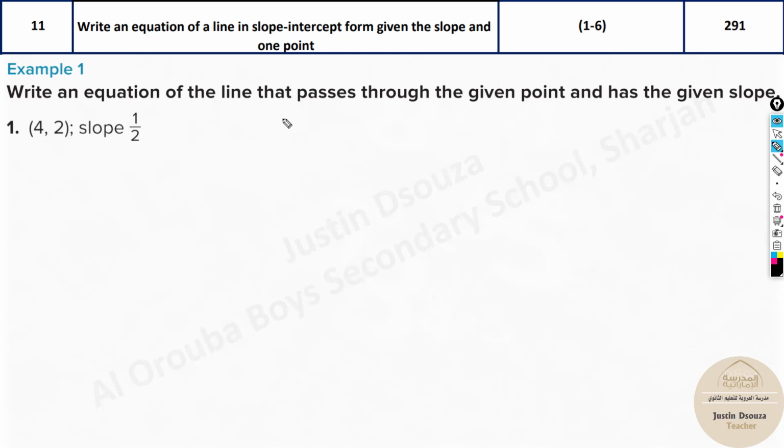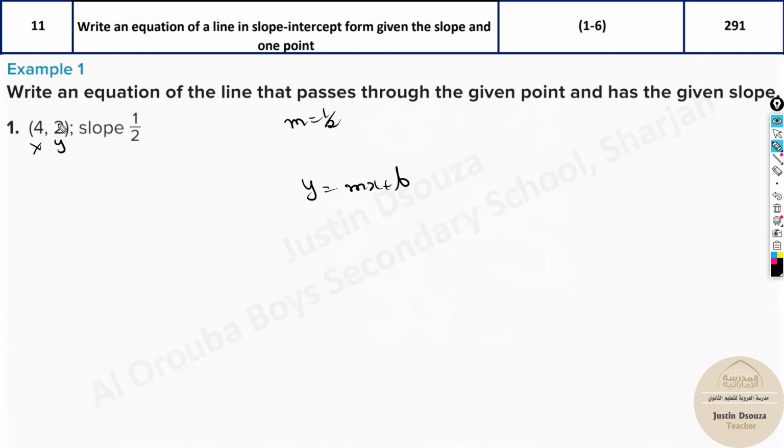So the slope means m, right? M is given as half. Okay, that's good. We know x and y. But what is the slope-intercept form? Y equals mx plus b, where x and y will be variables. We write it as x and y only. M is given as half, but what is b? We don't know the b value.